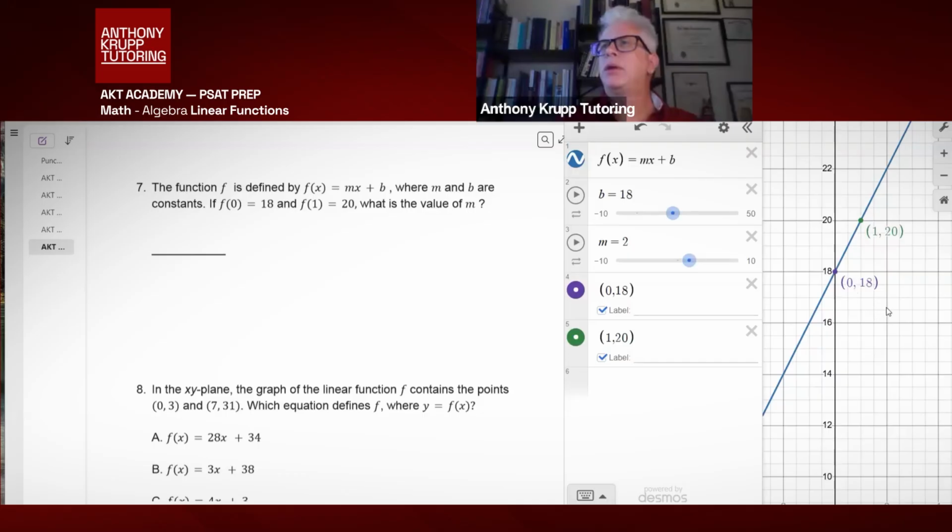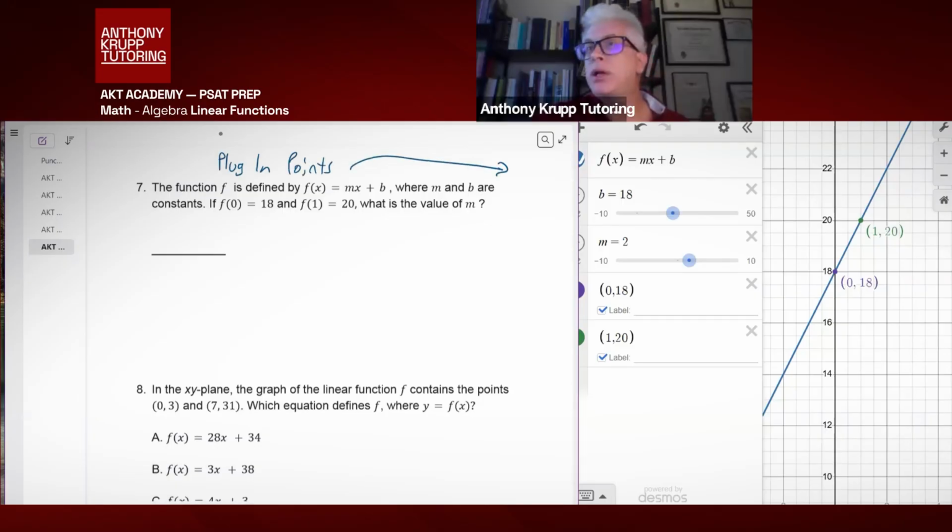Now we can confirm the equation's going through the 2 points that they give us. Notice how they gave us 2 points. And so I'm going to say again, what we did in a way is we plug in points. In this case, we just plug them in directly into Desmos. Plug in points, do your f of x equals mx plus b, drag things around until you find that b is 18 and m, which is what they want to know, is 2. Cool.